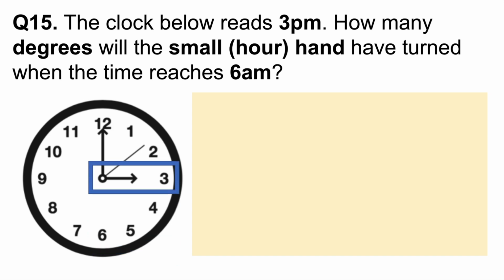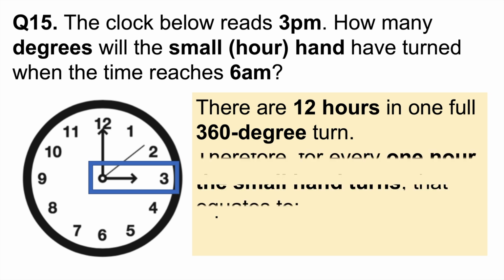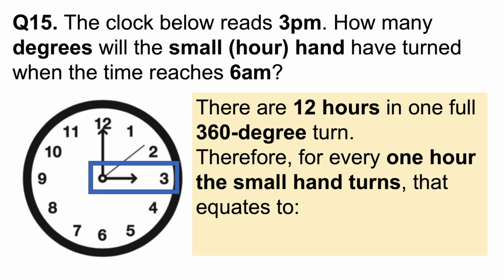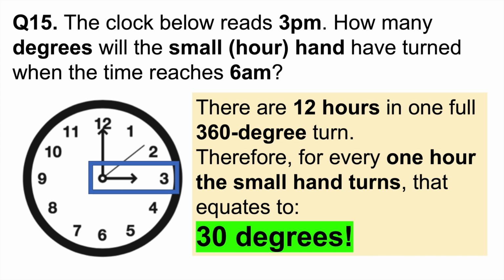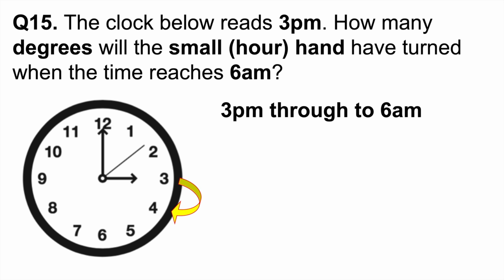So that's the small hour hand. Now there are 12 hours in one full 360 degree turn. We already know that. Therefore, for every 1 hour the small hand turns, that equates to 30 degrees. So all we would do is 360 degrees, divide by 12. So every 1 hour turn of that small hand equals 30 degrees. So if that's 30 degrees, 3 p.m. through to 6 a.m. in the morning equates to 15 hours.